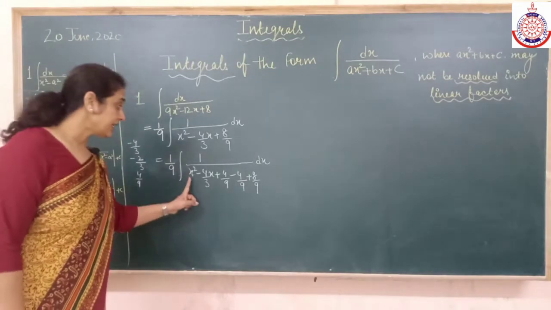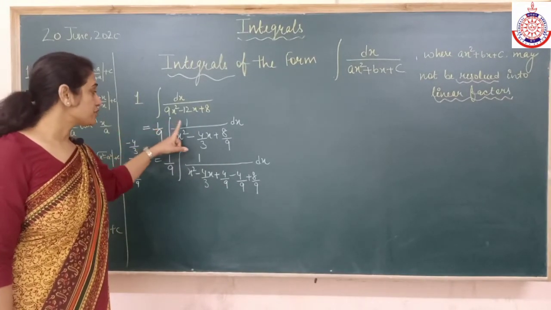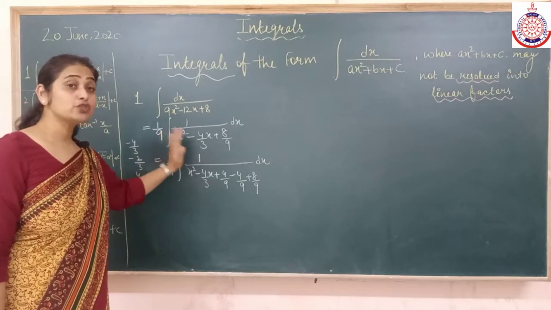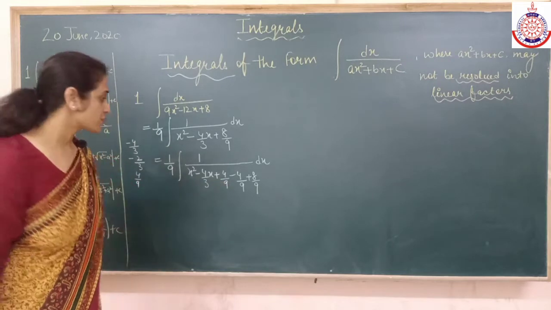Clear? Always a square and b square sign should be same. That's why we always make the coefficient of x square as 1. अगर यहाँ negative होता तो वो बाहर ले लेंगे. I'll give you example after this. Find a square plus b square.